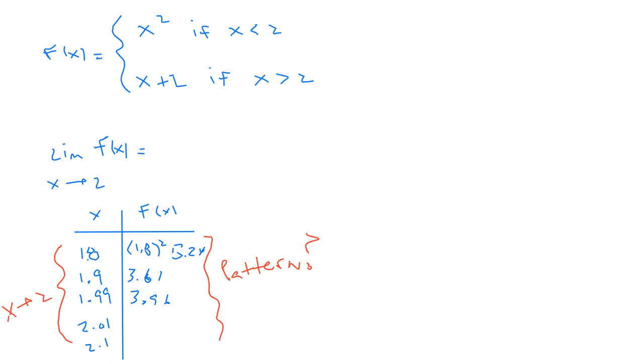2.01. 2.01 is bigger than 2. It would go right here. That will be 4.01. And 2.1. That again is bigger than 2. It would go in that bottom formula. That's going to be 4.1. So here's the pattern that we need to see. If the x gets pushed to 2, it's going to push the y to 4. And that's what the limit's asking us: cause and effect. If you push the x to 2, where does that as a result push the y?